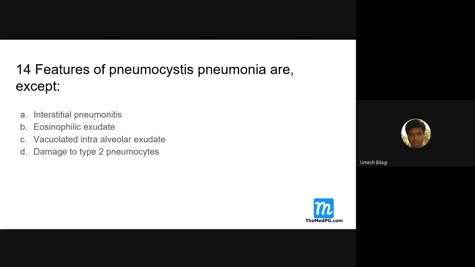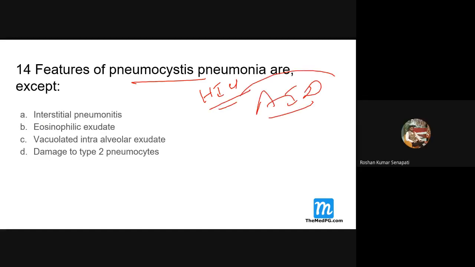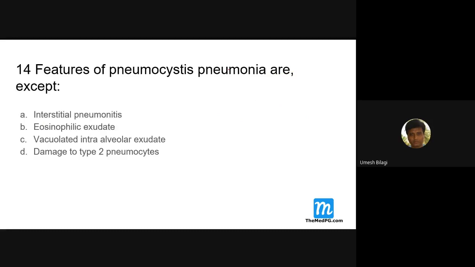Okay. Now we'll come to Pneumocystis carinii pneumonia. Pneumocystis carinii pneumonia occurs in HIV patients, in immunocompromised patients when they are in the later stage. Pneumocystis carinii pneumonia, all are except: interstitial pneumonitis, do you think it is correct? No, it doesn't cause an interstitial pneumonitis.